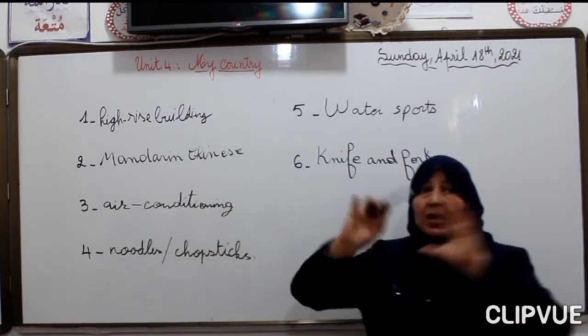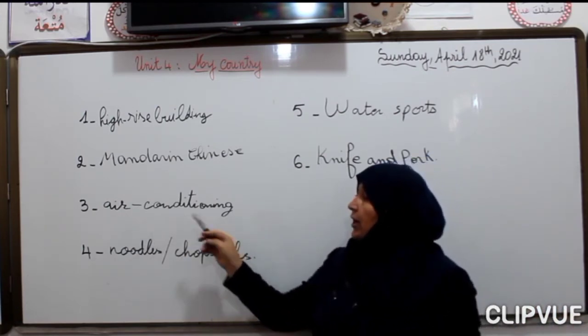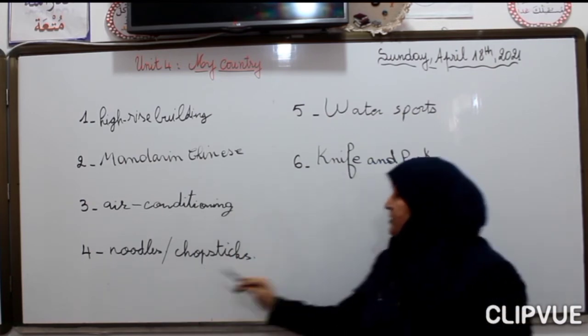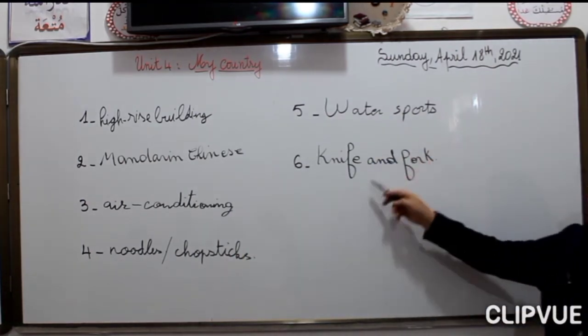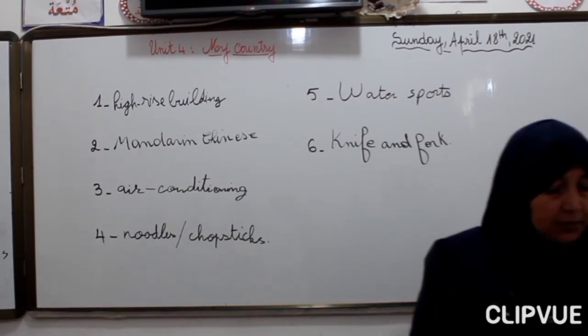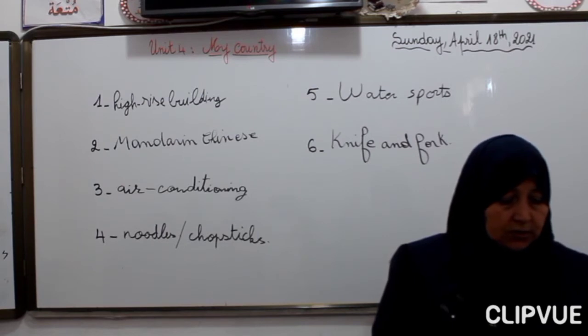Mandarin Chinese on a flag. We're talking about the language and air conditioning and the appliances, the air conditioner, noodles, chopsticks. We have water sports and knife and fork. Good. Let's go now to the exercise. Listen and practice asking the questions. Think about the answers. Okay?